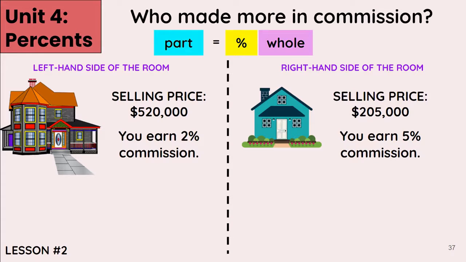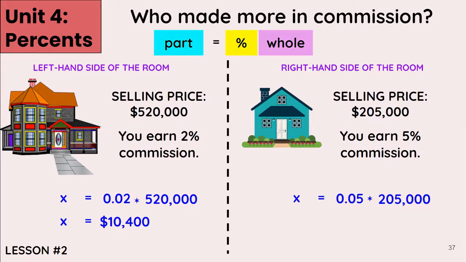All right. Who do you think made more? The left-hand side of the room. If you make 2% commission on a $520,000 house, you should have set up your equation like this because you were given the percent and the whole amount of the house. And you would have found that your commission is $10,400. Right-hand side of the room. If you were given 5% commission for $205,000, you'd set your equation up like this, and you would have found that you'd make $10,250. That's pretty close. The reason why it's so close, even though the houses are so different in price, is because the right-hand side of the room was given such a high percentage commission comparatively to the left-hand side. But the left-hand side won.